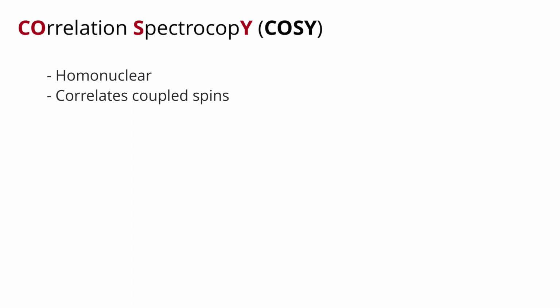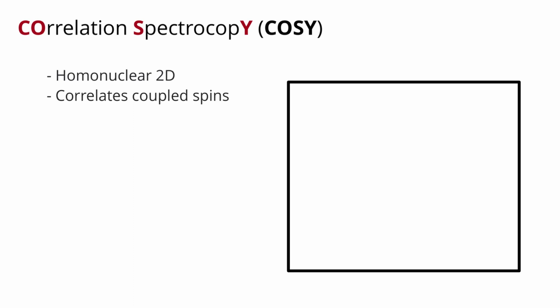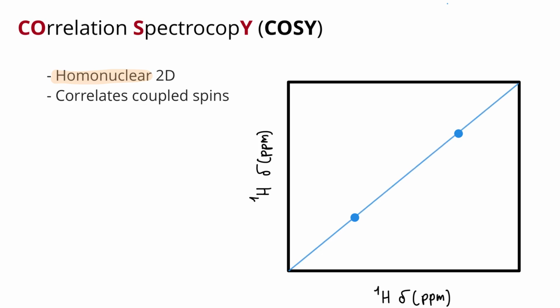The two-dimensional spectrum that results from the COSY experiment shows the frequencies of a single isotope, which is most commonly hydrogen, along both axes. This is why it is called homonuclear, because on both axes you see the same isotope. Peaks along the diagonal are the projection of the one-dimensional spectrum. Cross-peaks result from a phenomenon called magnetization transfer.